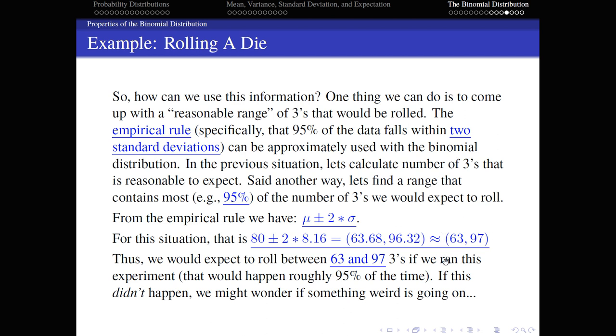With this reasonable range, we can ask what happens if a result falls outside it. Let's say we had someone who was supposed to roll a die 480 times, and they came back and reported that they got 110 threes. Well, if 95% of the time they're going to get between 63 and 97, a value of 110 might be a little bit suspicious, a little far out there, and we might wonder if something weird happened, if they were using a tainted die or maybe tried to get their data from somewhere else.